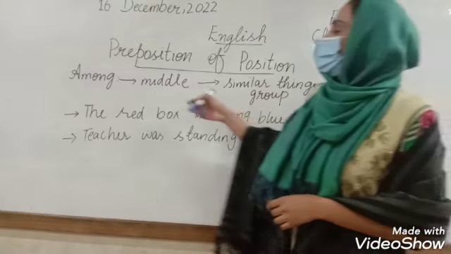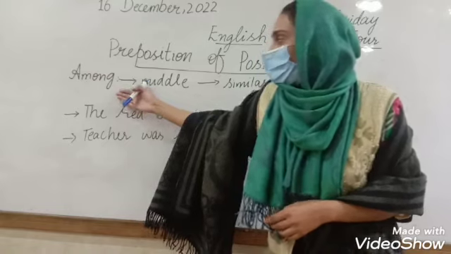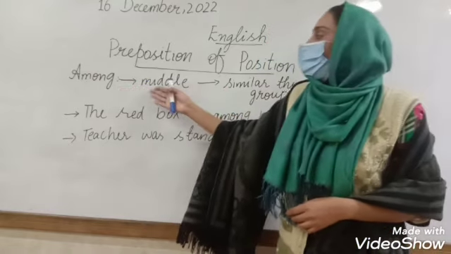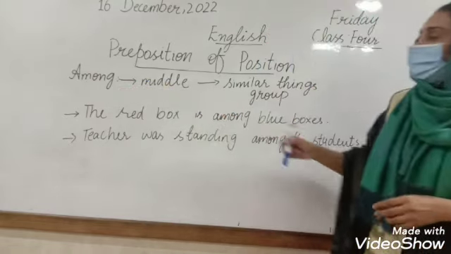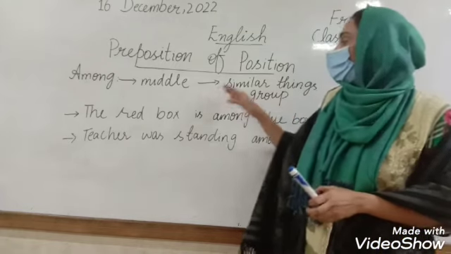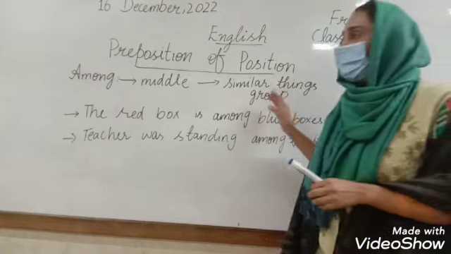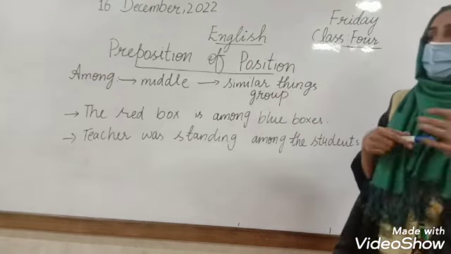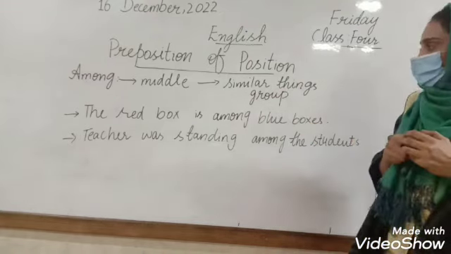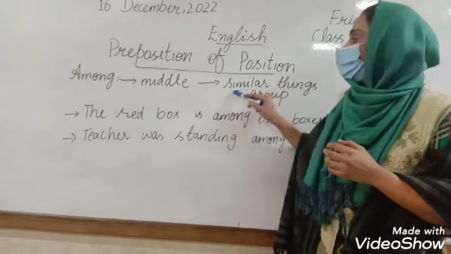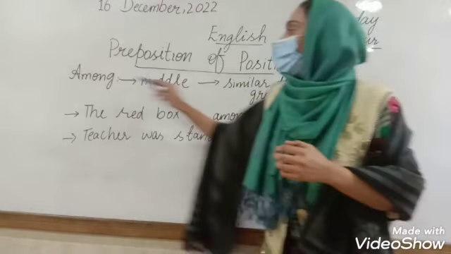The next preposition word is among. Among is used when something or someone is in the middle of similar things which are present in the form of a group. When there are more than two things which are in a similar form, then we use among.